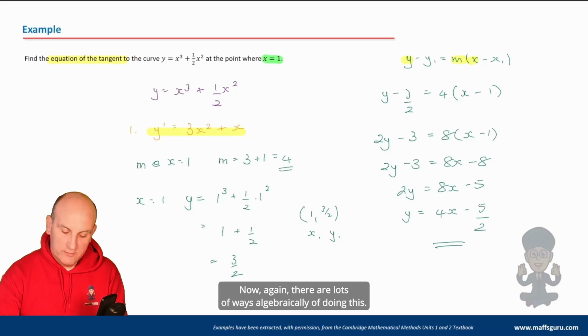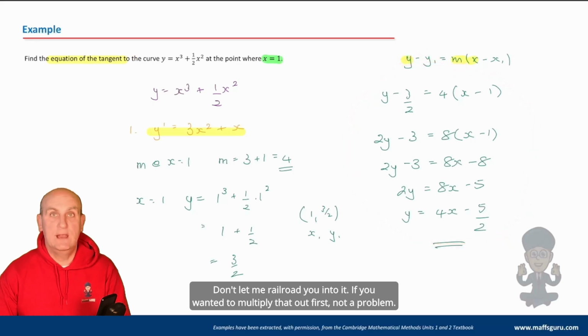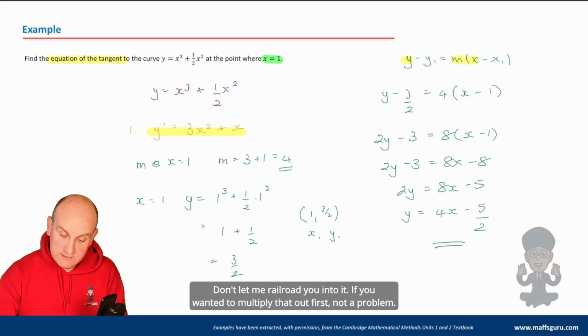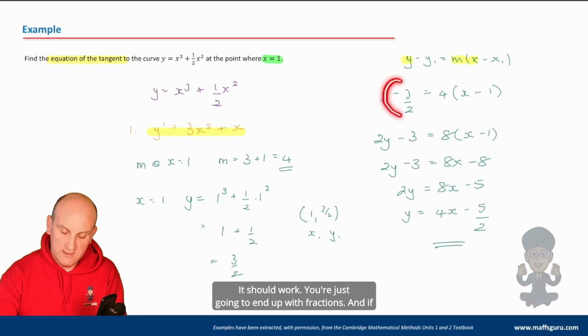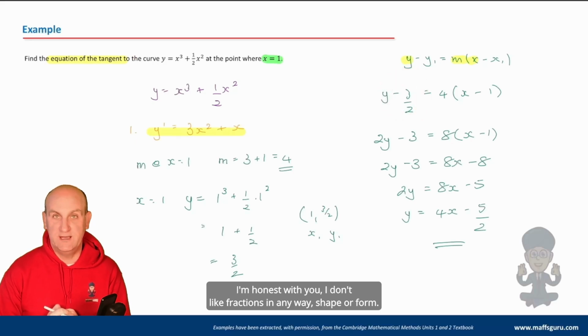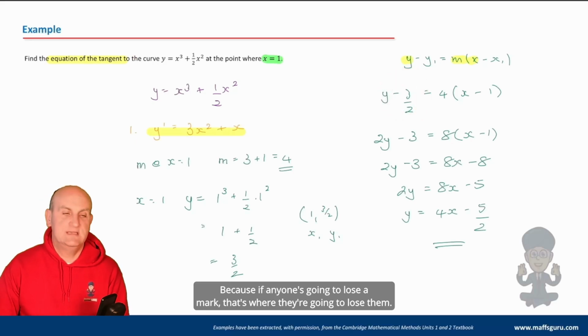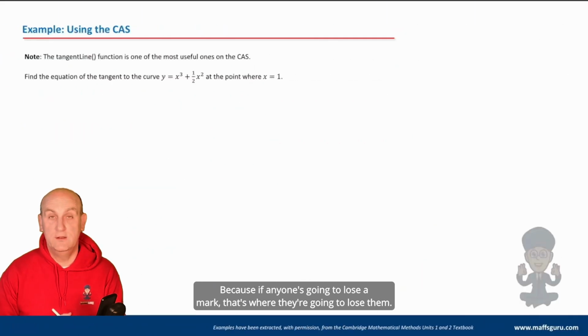Now again, there are lots of ways algebraically of doing this. Don't let me railroad you into it. If you wanted to multiply that out first, not a problem. It should work. You're just going to end up with fractions. And if I'm honest with you, I don't like fractions in any way, shape or form, because if anyone's going to lose a mark, that's where they're going to lose them.